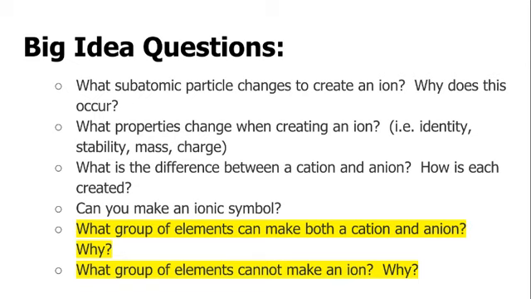And then the last two that are highlighted: what groups of elements can make both cations and anions and why? And what group of elements cannot make an ion and why? Now, the last two questions are things that you won't be assessed on, but definitely are questions that will be hit in a later objective, specifically 5.1 and the trends of the periodic table.